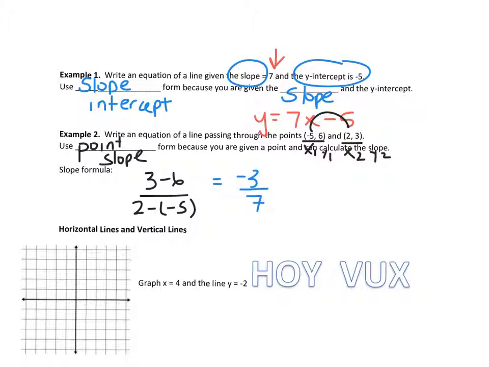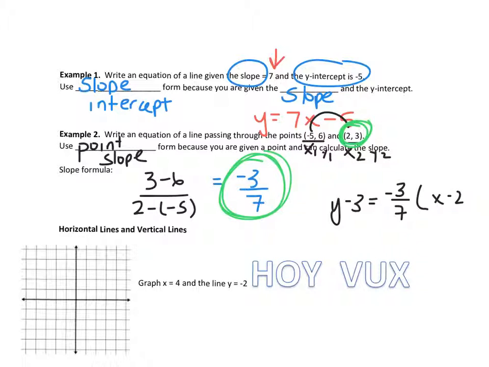So that's my slope. Now, when I do point-slope, I can take any point. I'm going to use this one with this slope and write it in point-slope form. So it's going to be y minus 3 equals negative 3/7 times x minus 2. Because remember, you're doing the opposite for x and y.